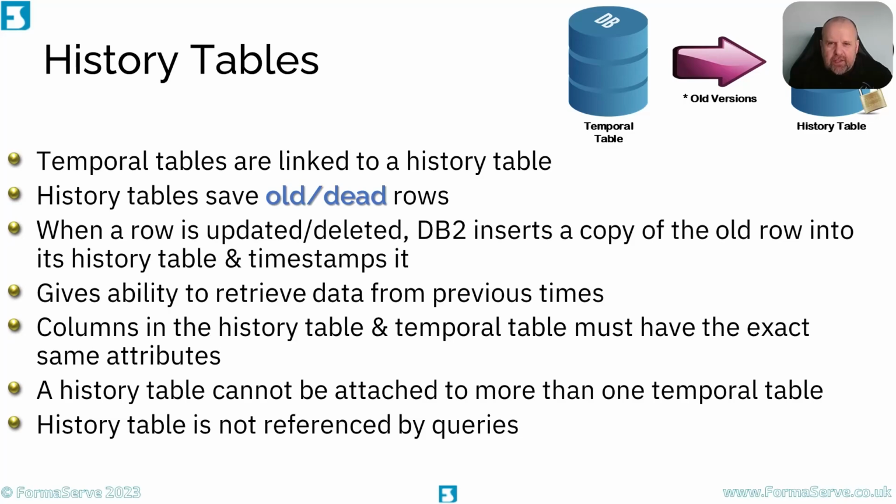Columns in the history table have to be exactly the same as the temporal table, no deviation whatsoever. The history table has a one-to-one relationship with a temporal table. It cannot be linked to more than one temporal table. The history table you don't have to worry about. You don't reference that with your SQL statements.